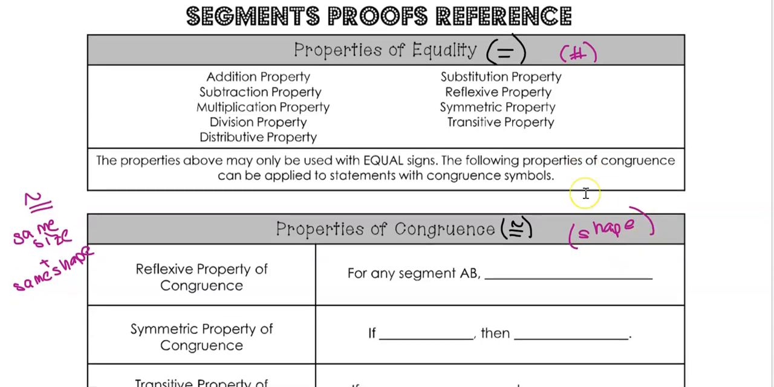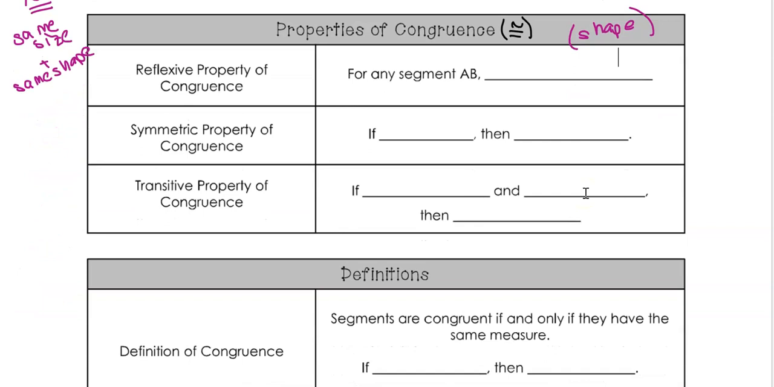So the first thing that we're going to learn is that there are some properties of equality that also are properties of congruence. So our first one is our reflexive property. Our reflexive property is the one that tells us that for a segment AB, it is congruent to itself. So any shape that you have is definitely congruent to itself. It's the same as itself. So that is our reflexive property. You notice I know it is a property of congruence because I have a congruence symbol in the middle.